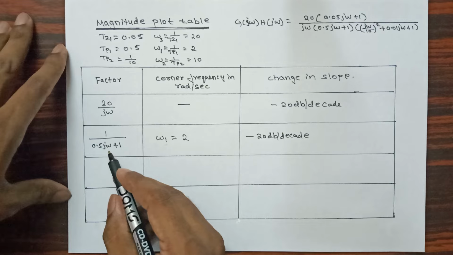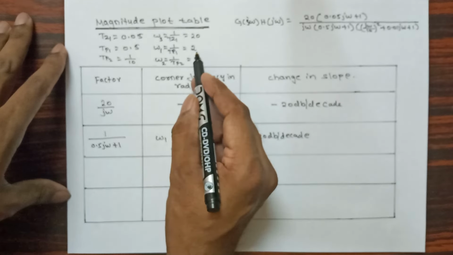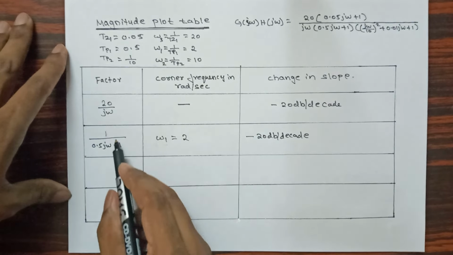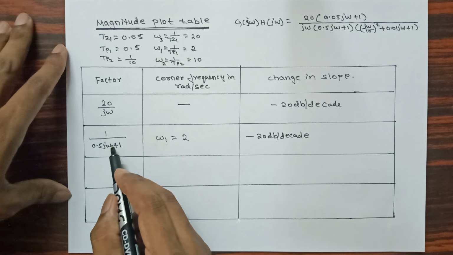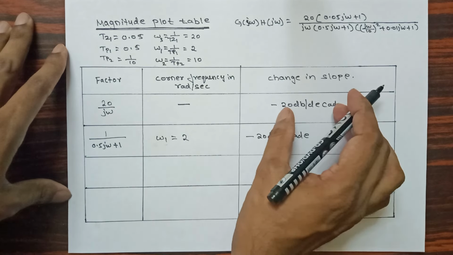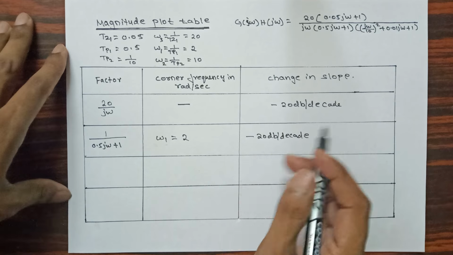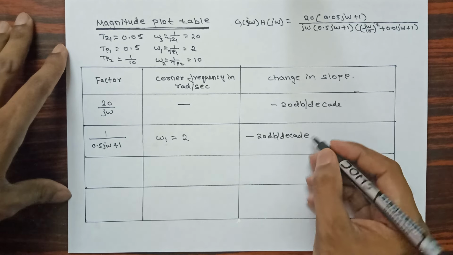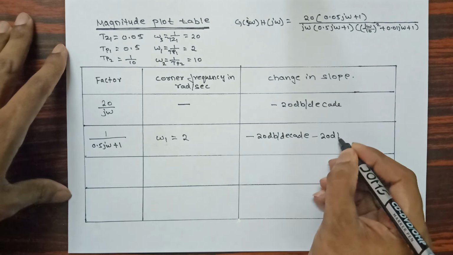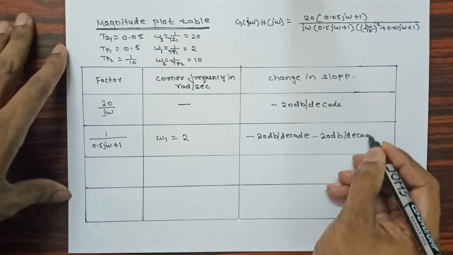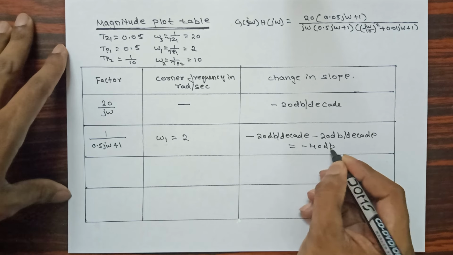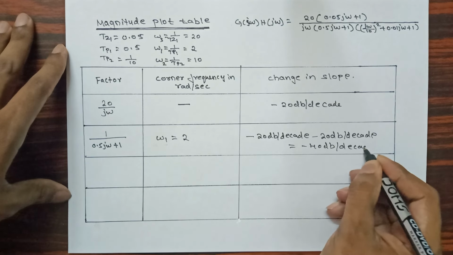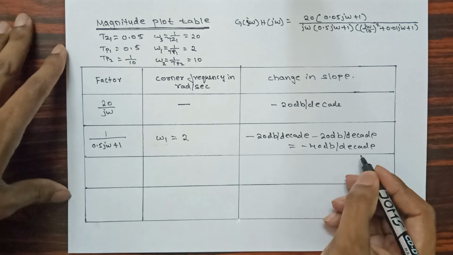Now here the second factor I have considered based upon the corner frequency, that is omega 1 is equivalent to 2. Now it is the pole term, that is in the denominator, so I am going to consider this as a minus 20 dB per decade. So first I am going to write the previous slope, and then I am going to write the slope of this term, that is minus 20 dB per decade. Now the total, minus 20 and minus 20, is minus 40 dB per decade. This is the second slope, we got a resultant slope.